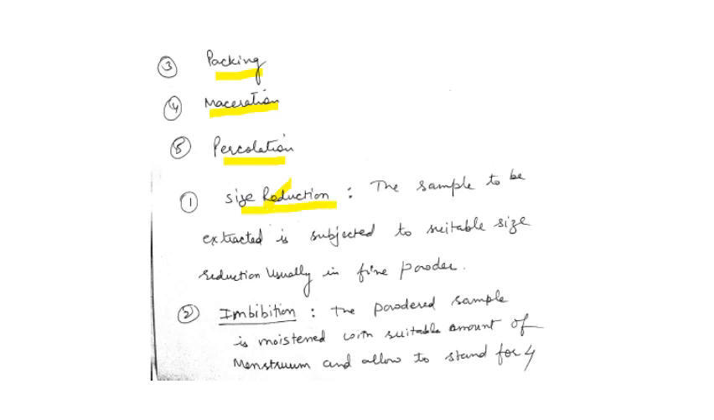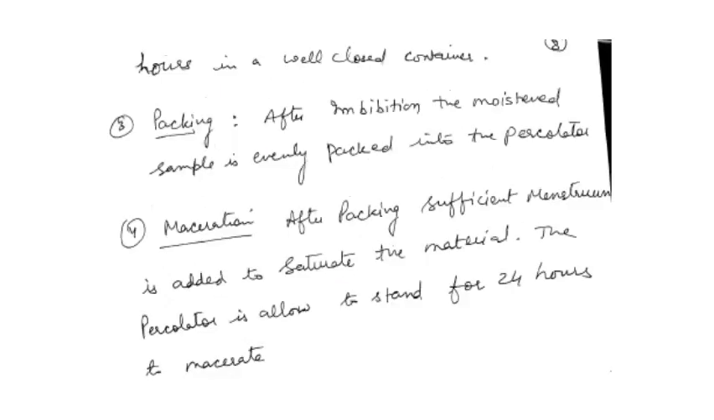The size reduction: the sample to be extracted is subjected to a suitable size, and the size which is suitable here is usually a fine powder. The next step is imbibition. The powdered sample is moistened with a suitable amount of the menstruum and allowed to stand for 4 to 5 hours in a well-closed container. Understood?